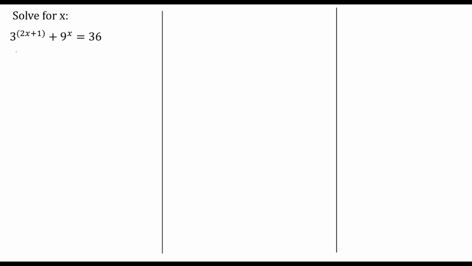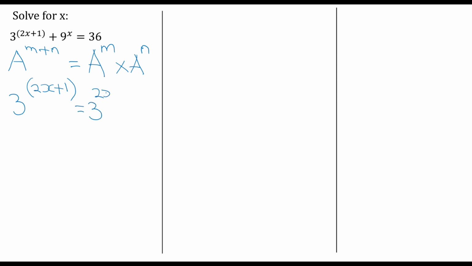Essentially, you need to recall the principle that states a to power m plus n is equal to a to power m multiplied by a to power n. In this case, we have 3 to power 2x plus 1 is the same as 3 to power 2x multiplied by 3 to power 1.